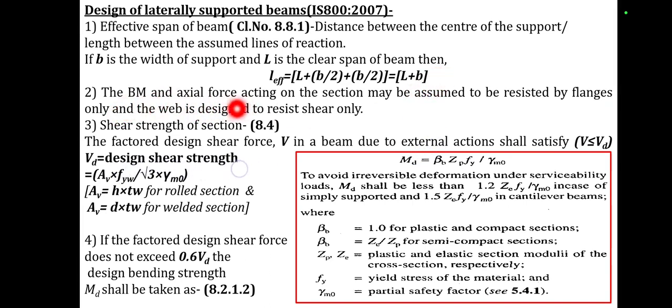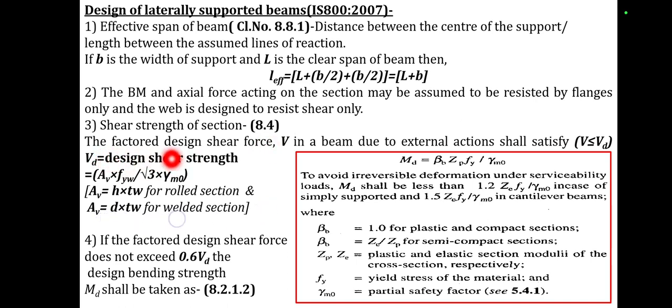The bending and the axial force acting on the section may be assumed to be resisted by the flanges only, and the web is designed to resist the shear only. Dear students, for designing a beam, the I section is considered an ideal section. The reason is in the second statement, that is, the flanges resist the bending moment and the web resists the shear force. The shear strength of the section is calculated from clause number 8.4.